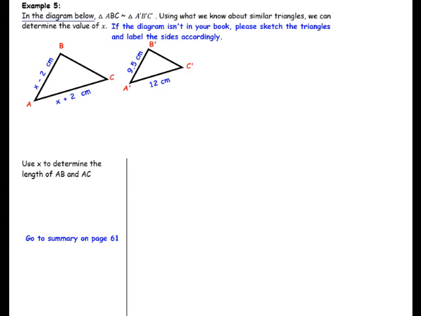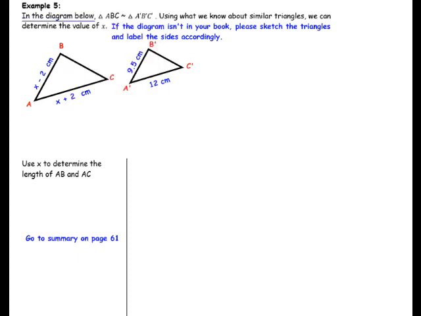Using what you know about similar triangles, we can determine the value of x. So we have triangle ABC on the left and triangle A'B'C' on the right. Knowing that they are similar is important because we know that the corresponding sides will be in proportion. So we can write a proportion and solve for the value of x.